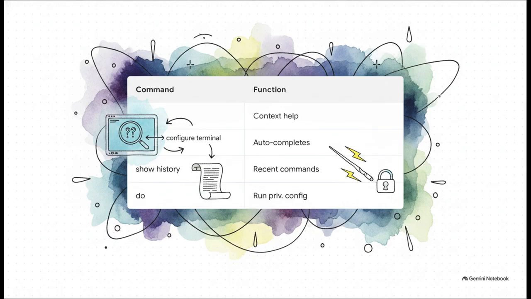Need to repeat a complex command? Show history lists exactly what you just typed. And my personal favorite, the do command. It lets you run privileged commands, like a quick health check from deep inside configuration mode without having to back all the way out. It is a total game changer.